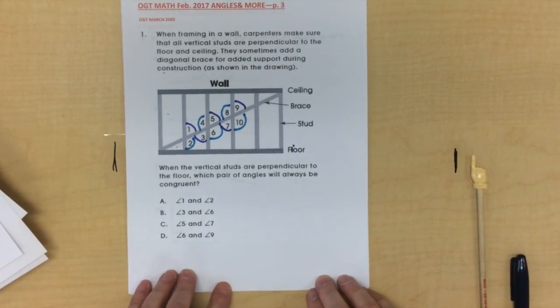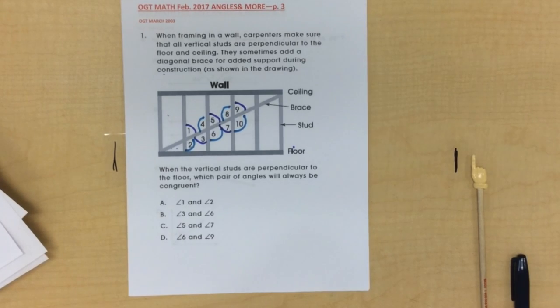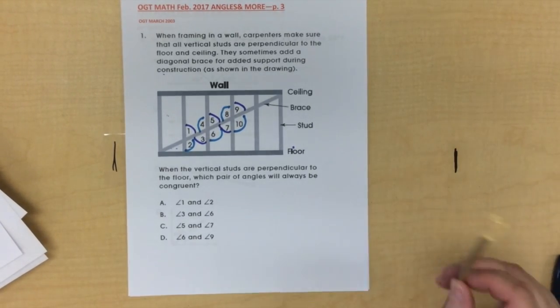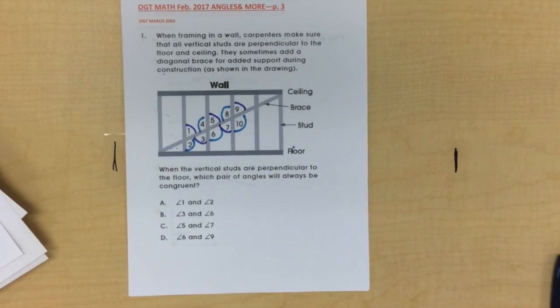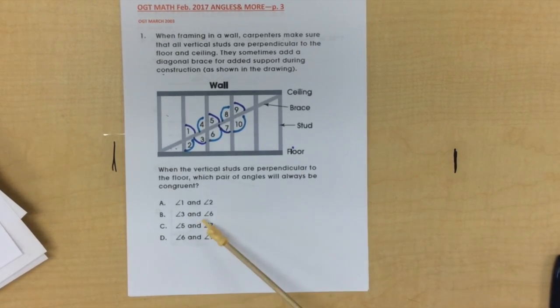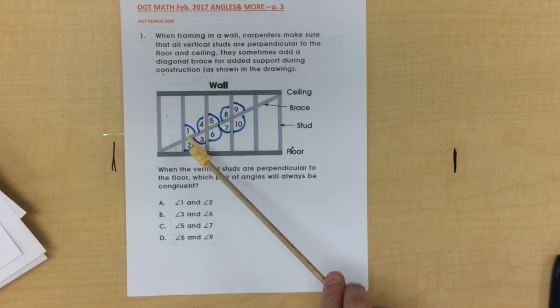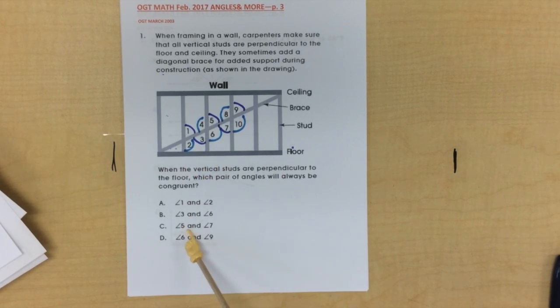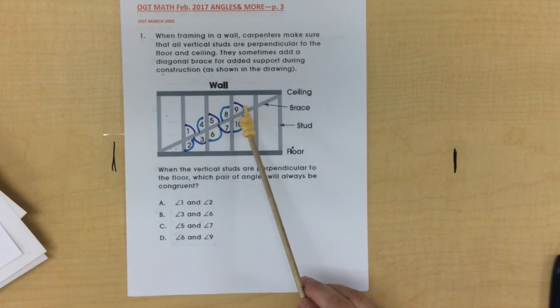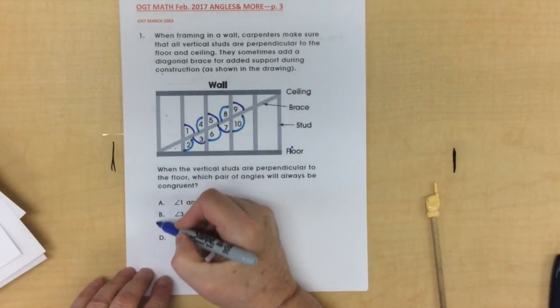So our job is to identify which pair of angles will always be congruent if the vertical studs are actually perpendicular. That would make those lines parallel. So if you look, like color-coded, we're looking for 2 acutes or 2 obtuses. 1 and 2, that's an obtuse with an acute. Nope. 3 and 6, nope, that's another acute with an obtuse. 5 and 7, 5 and 7 are both acute, so they should always remain the same. Double checking, 6 and 9, even though they're far apart, 6 is obtuse, 9 is acute. So this is our correct answer.